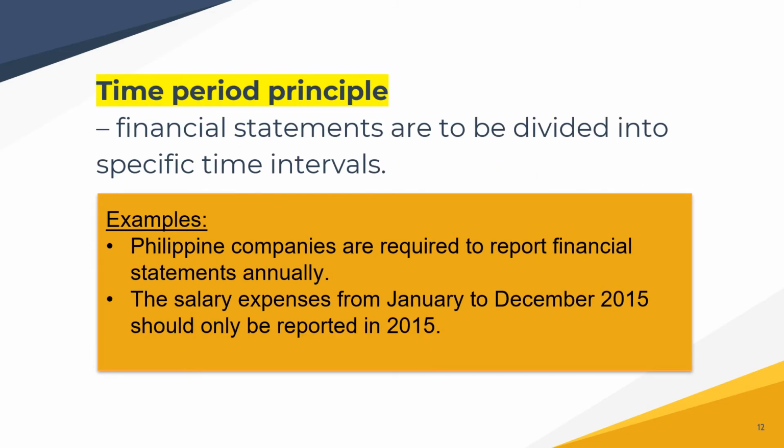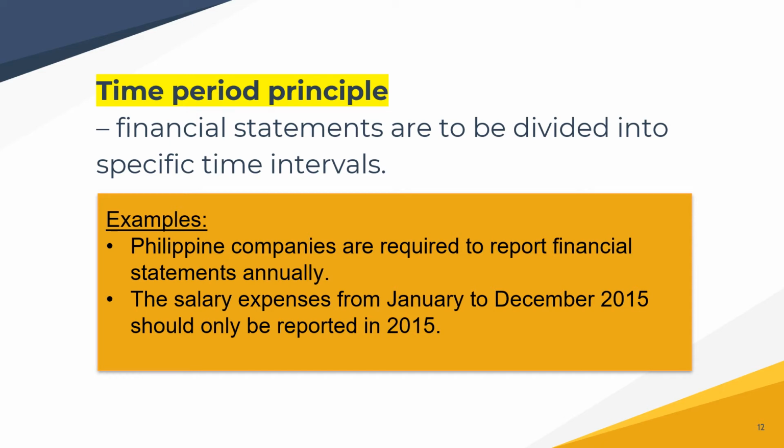Next one is time period principle. So the FS or the financial statements are to be divided into specific time intervals. So examples in the Philippines, so Philippine companies are required to report financial statements annually. So let's say if you are a calendar year, so meron kasing calendar or fiscal year. So kapag calendar year, it is usually ending by December 31. So ang calendar year mo ay from January 1 to December 31.